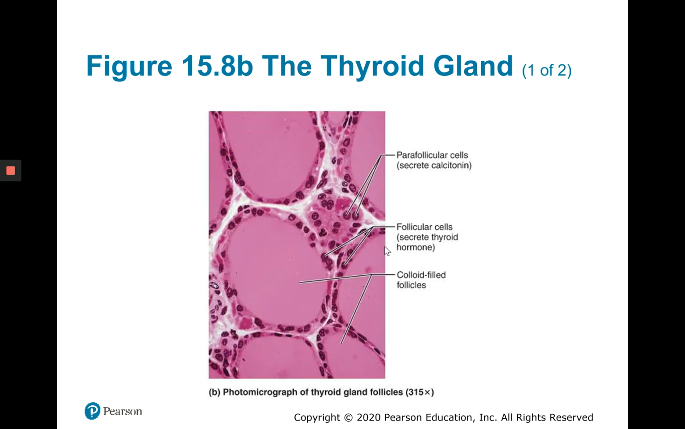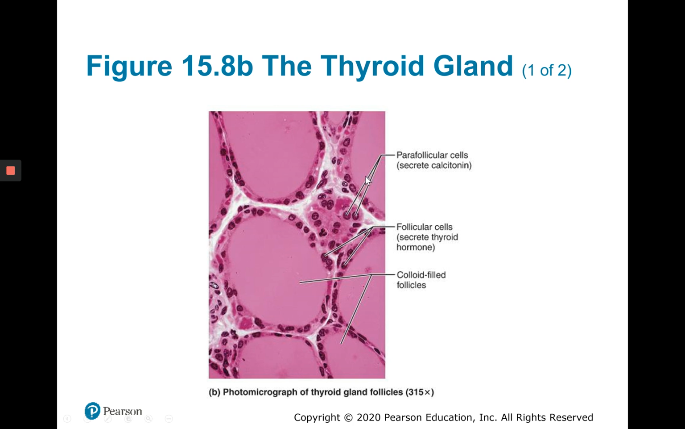So here is a histology micrograph of the thyroid gland. Keep in mind this is two-dimensional, but we would have three-dimensional spheres or spaces filled with colloid surrounded by follicular cells. So we're seeing a two-dimensional image of that here. Here's one follicle. All these cells are follicular cells. Here's another follicle up here. There's multiple in this picture. These follicular cells surround a space filled with colloid. We know that's the precursor to thyroid hormone.